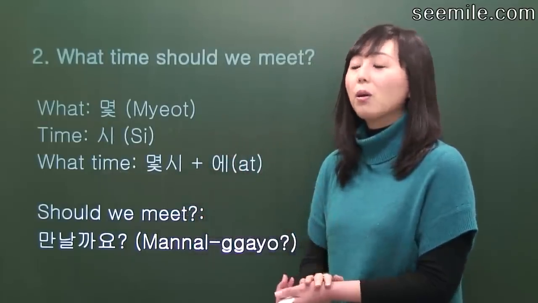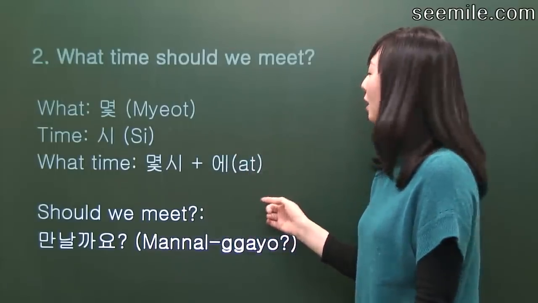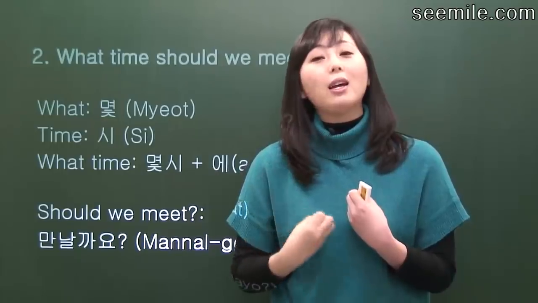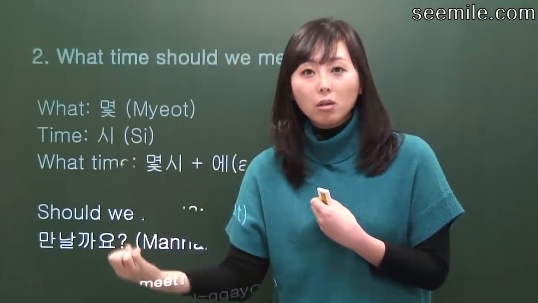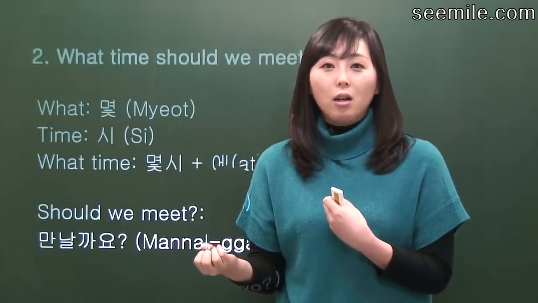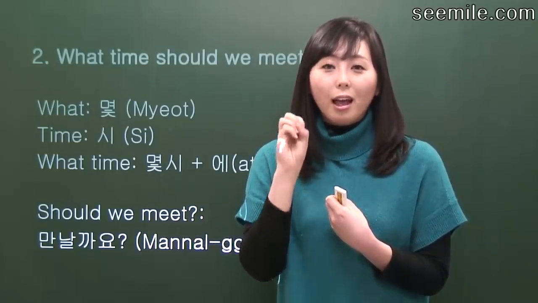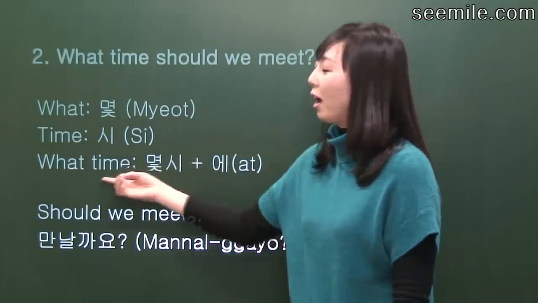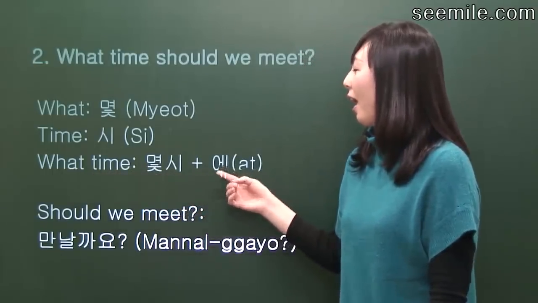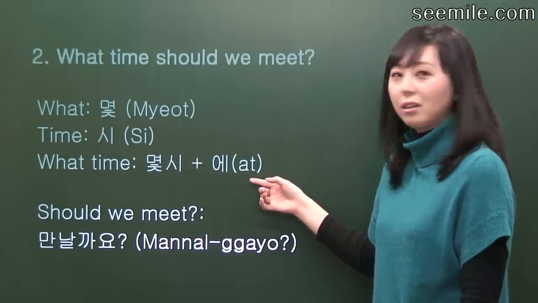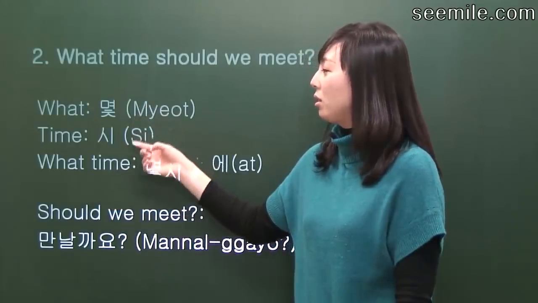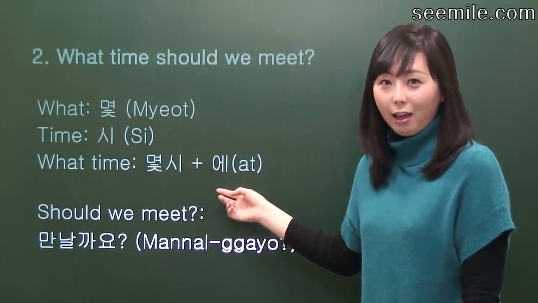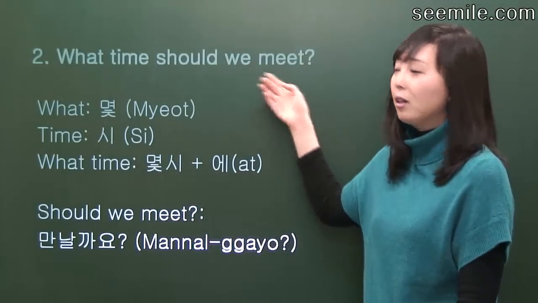So what time means 몇 시. However, there's one more thing added here, which is 에. Why? Because when you're asked this question, what time is it now? Or what time are you going to see your parents? You could say at 3 o'clock. At. It's a time particle. Like in English, in Korean, we add time particle after time here. So, what time? 몇 시에. It's at. Okay? So, what time means 몇 시? But when you're talking about the time, you have to add time particle 에. So, 몇 시에. And should we meet?